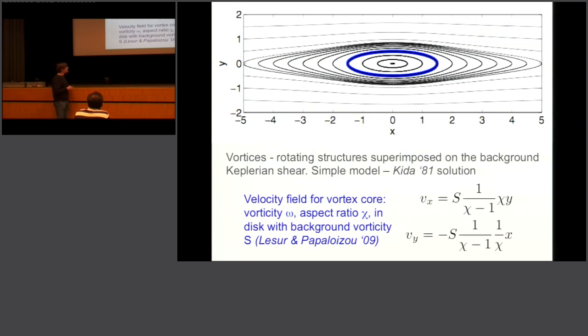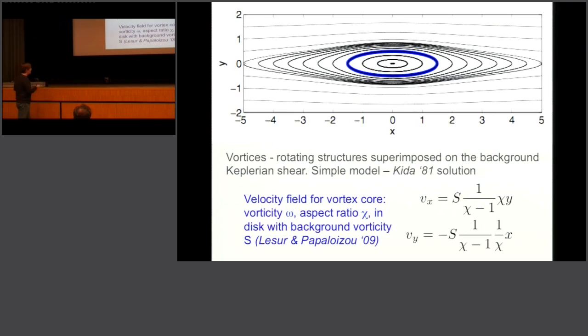Okay, so let's first start with some basics about vortices. So what are these things? Well, as the name suggests, they're rotating structures which are superimposed on the background Keplerian shear. The nice thing about vortices, compared perhaps to these MHD turbulent things we've talked about, is that we all have an intuitive feel of what vortices are, right? Whirlpools in rivers and the oceans and things like that. And one of the nice things about vortices is that there is a simple model, the so-called Kida solution, which dates back to 1981, which is an exact analytic solution for a vortex within a protoplanetary disk.